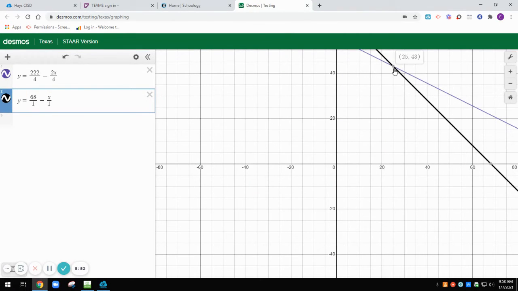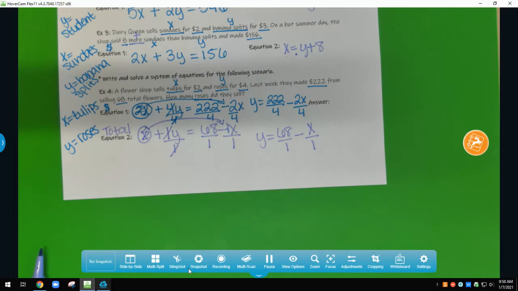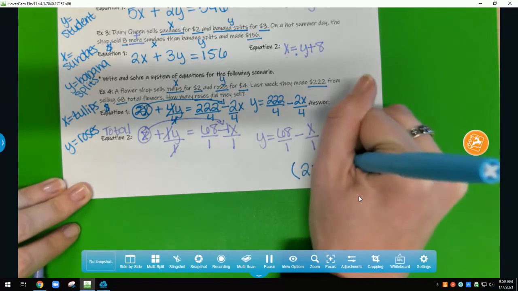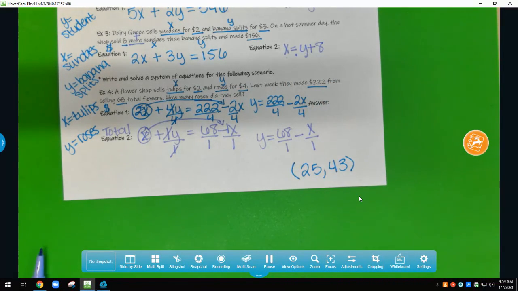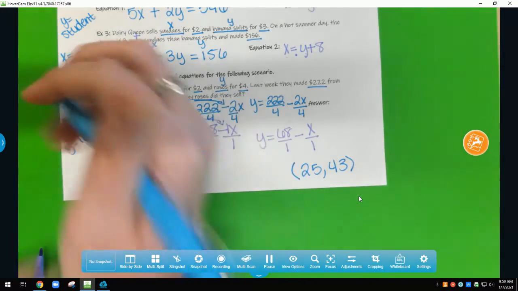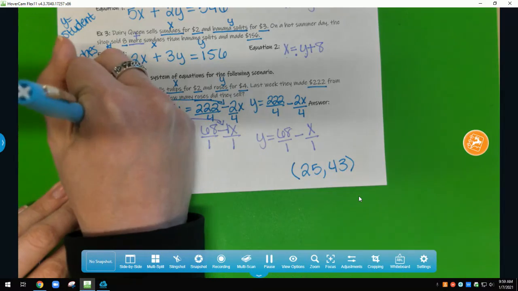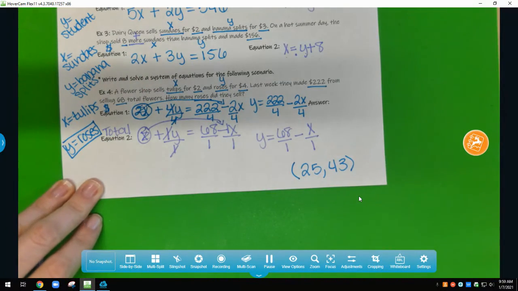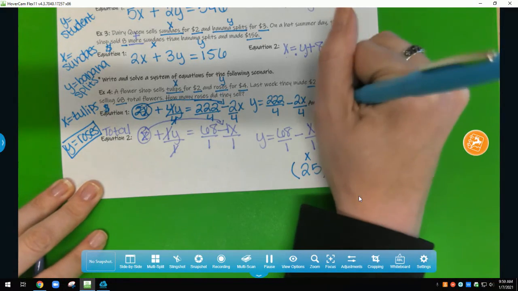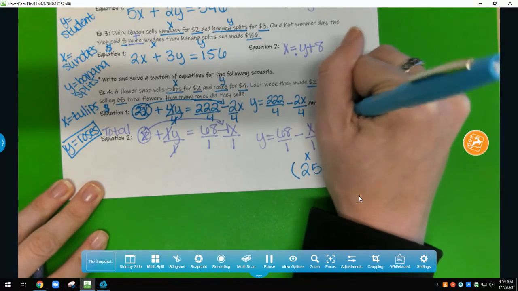Once you see where the lines cross, go ahead and click that point. So they intersect at (25, 43). Now we need to go back and look at the question. It's asking for how many roses. So our answer is going to be the y value because that's our roses. So we have x and we have y. Our answer is 43 roses.